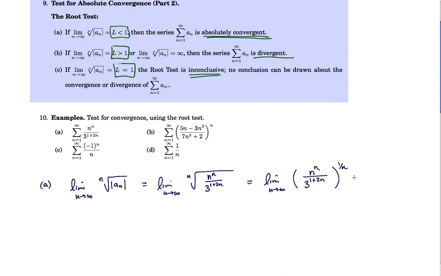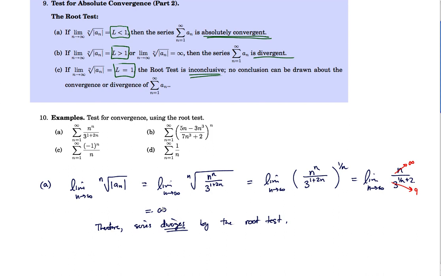And so this becomes the limit as n goes to infinity of n to the n to the power of 1 over n, that's just n, over 3 to the 1 over n plus 2. And now as n goes to infinity, the top goes to infinity, and the bottom goes to 3 squared, so that all goes to 9. So the result is that the limit is infinite, and so it's bigger than 1. And so therefore, the series diverges by the root test.